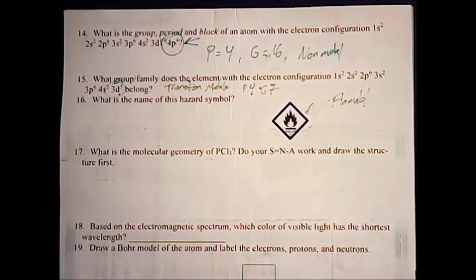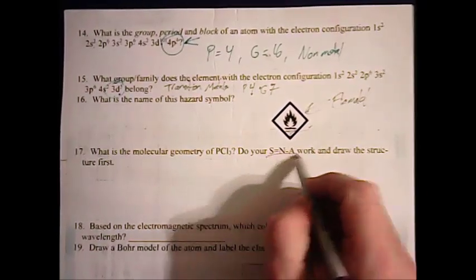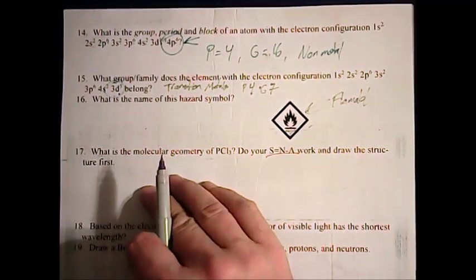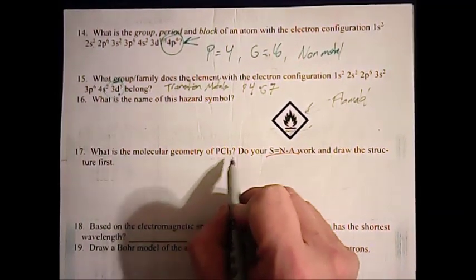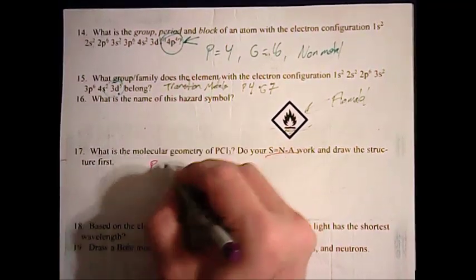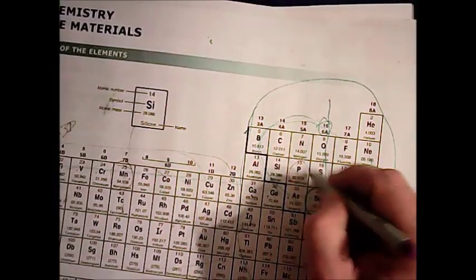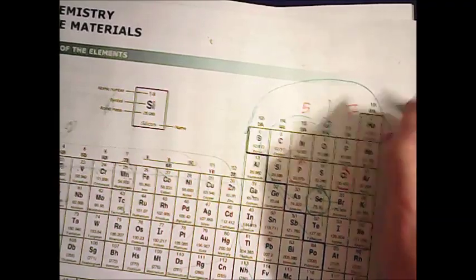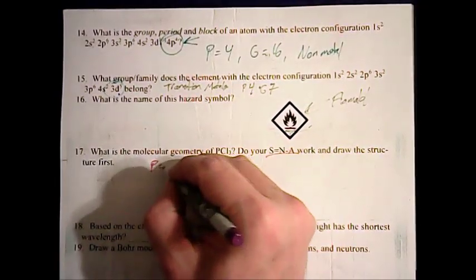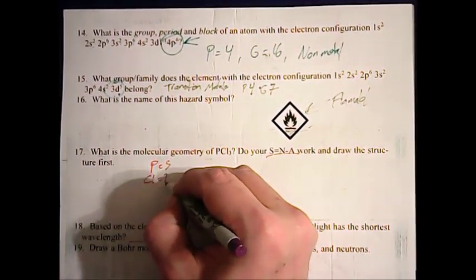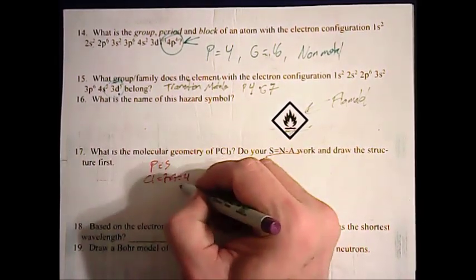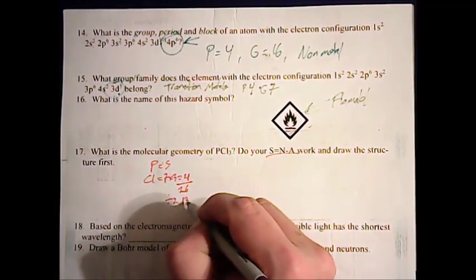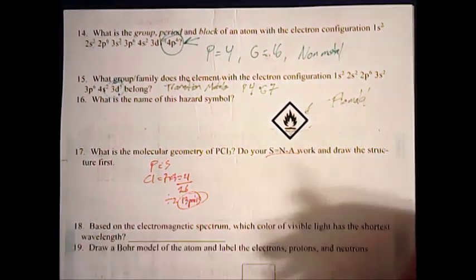Next, what is the molecular geometry of PCl3? It says do your own S equals N minus A work and draw the structure first. So you've got a block on your test where you can do that. What you need to do is add up all of the electrons. Phosphorus on your periodic table is right here, and it has 5 valence electrons. And Cl over here has 7 valence electrons, and there are 3 of them. So phosphorus equals 5, and Cl equals 7 times 3, so that's 21. If we add that up together, we get 26 electrons. Divide by 2, and we have 13 pairs to work with.